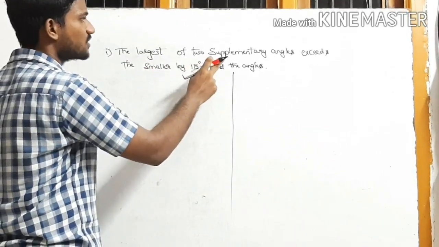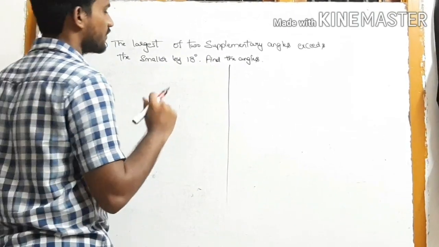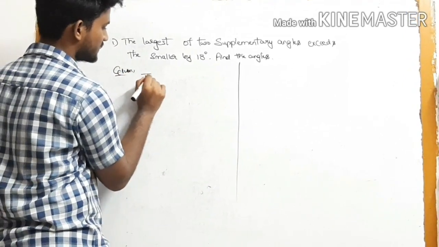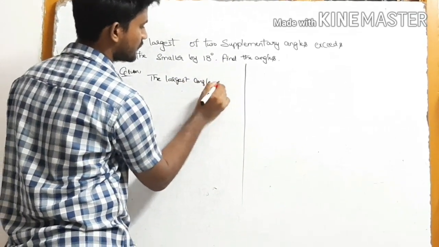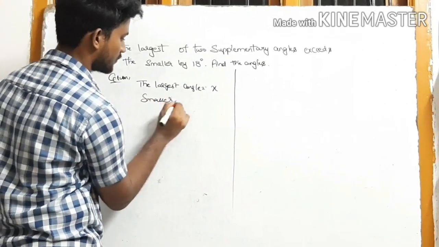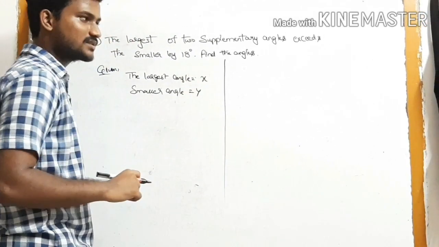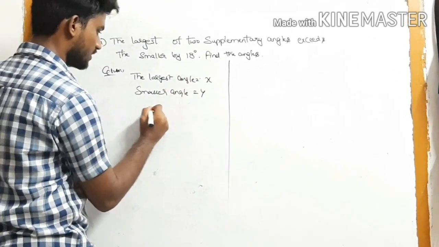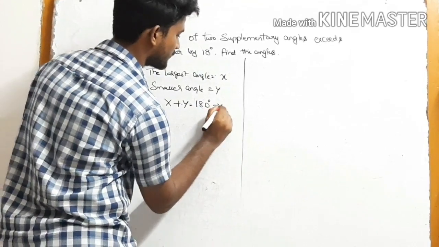The largest of two supplementary angles exceeds the smaller by 18 degrees. Find the angles. First write the given: the largest angle we can take as x, and the smaller angle as y. Supplementary angles means the sum of the two angles must be 180 degrees. From this, x plus y equals 180 degrees. This is the first equation.